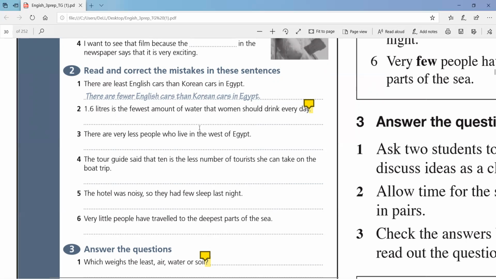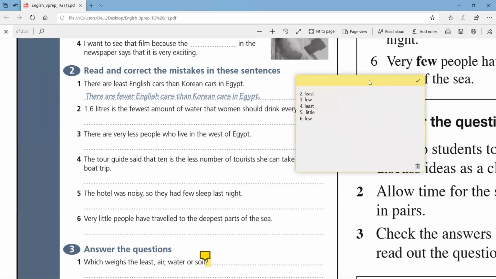1.6 liters is the fewest amount of water that women should drink every year. Okay, here is the right answer. Yes, 1.6 is the least amount of water. Least. The right answer here, you should say 1.6 liters is the least amount of water that women should drink every day.